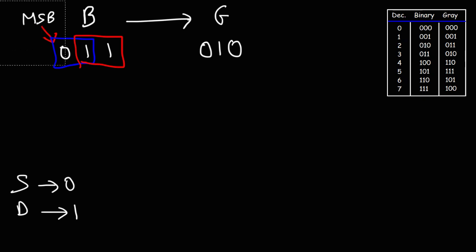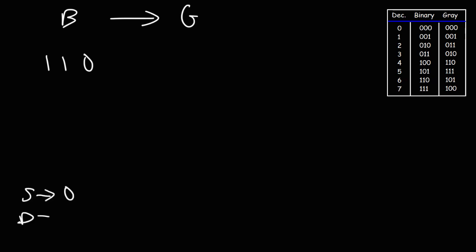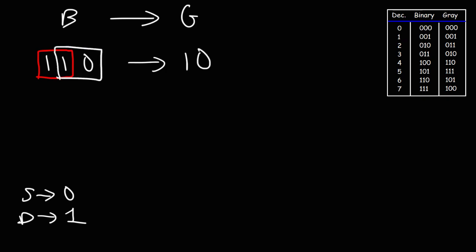So let's try some more examples. Let's convert the binary code 1, 1, 0 into gray code. So let's just keep this here for reference. First we're going to write the MSB, the most significant bit, 1, and then we'll compare the first two numbers. 1 and 1, they're the same, so we're going to write 0. And then 1 and 0 are different, so we're going to put 1. So 1, 1, 0 corresponds to 1, 0, 1.